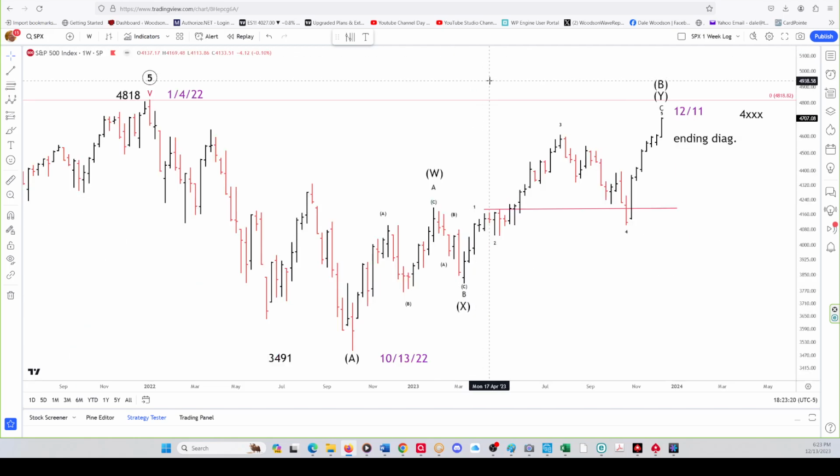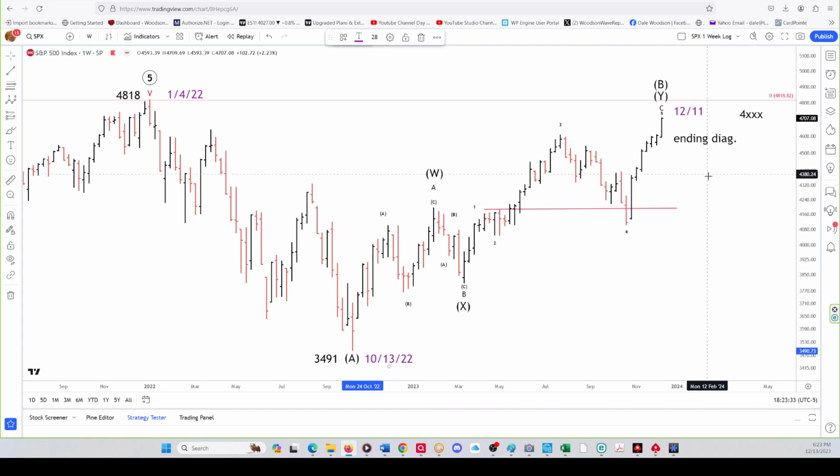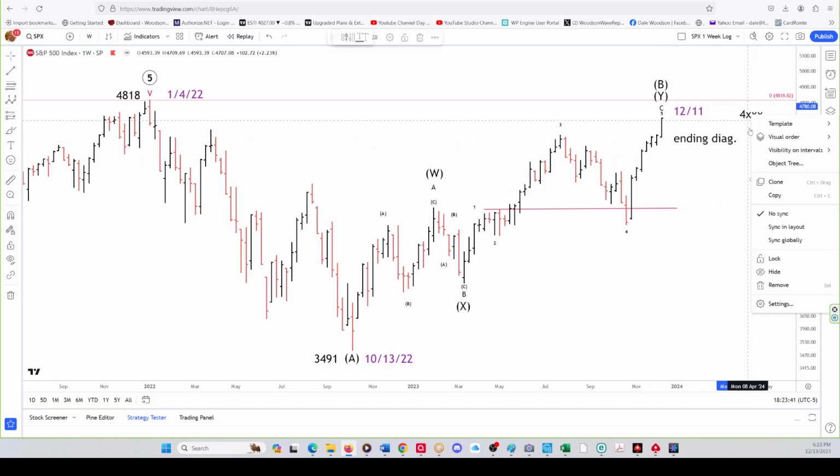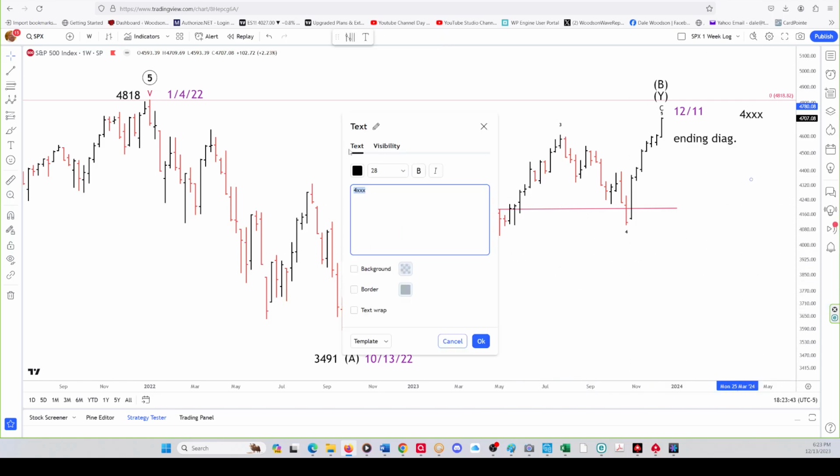Here's a look at the S&P 500 weekly chart. You can see the all-time high back here in January of 22, the A wave down at 34.91. Okay, we've got that WXY pattern that we explained last time. That high there so far is 47.09.